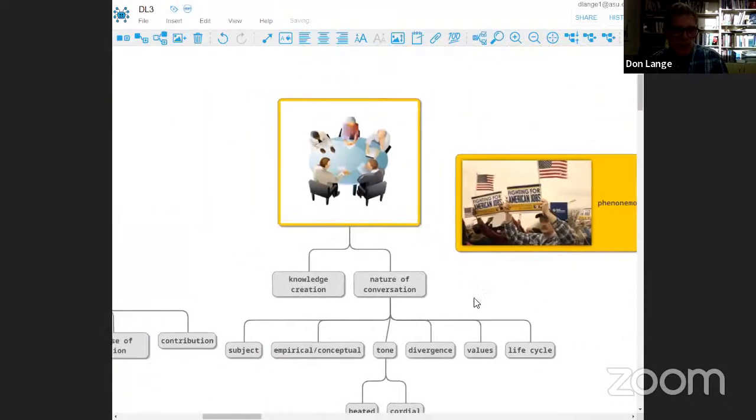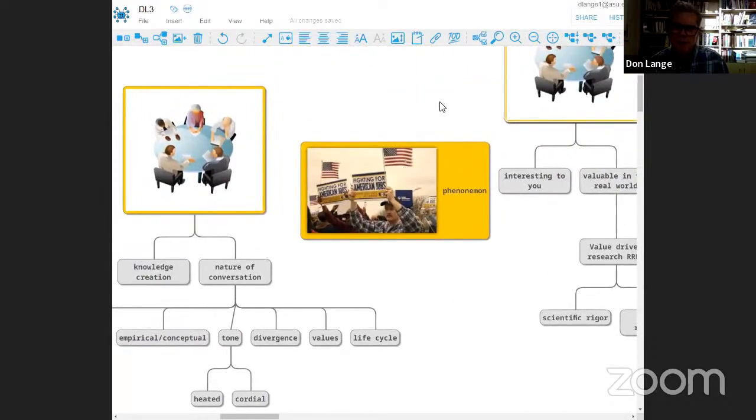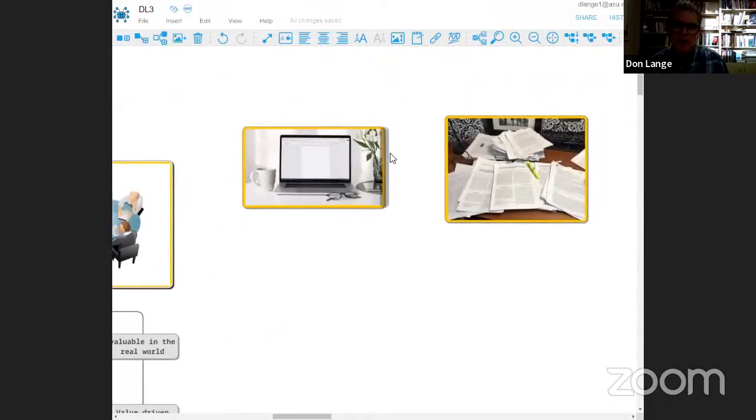That means you're trying to understand what the subject matter is, what the empirical, conceptual, what the tone is, what the divergences of discussion are, what values are being reflected, what the life cycle is of the particular idea. You're thinking about it in terms of a phenomenon that's interesting to you. And all of this before you actually settle in on the particular idea you want to study. What I'm suggesting to you is that there isn't really a shortcut to idea finding. You really have to immerse yourself in the literature.